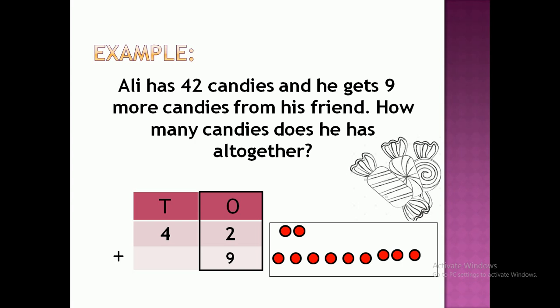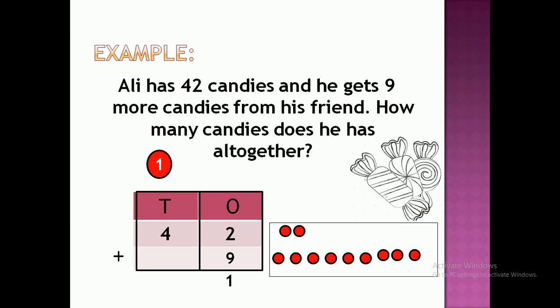We will write 1 in the ones column and we will carry 1 to the tens column. Now we will add the tens column digits.